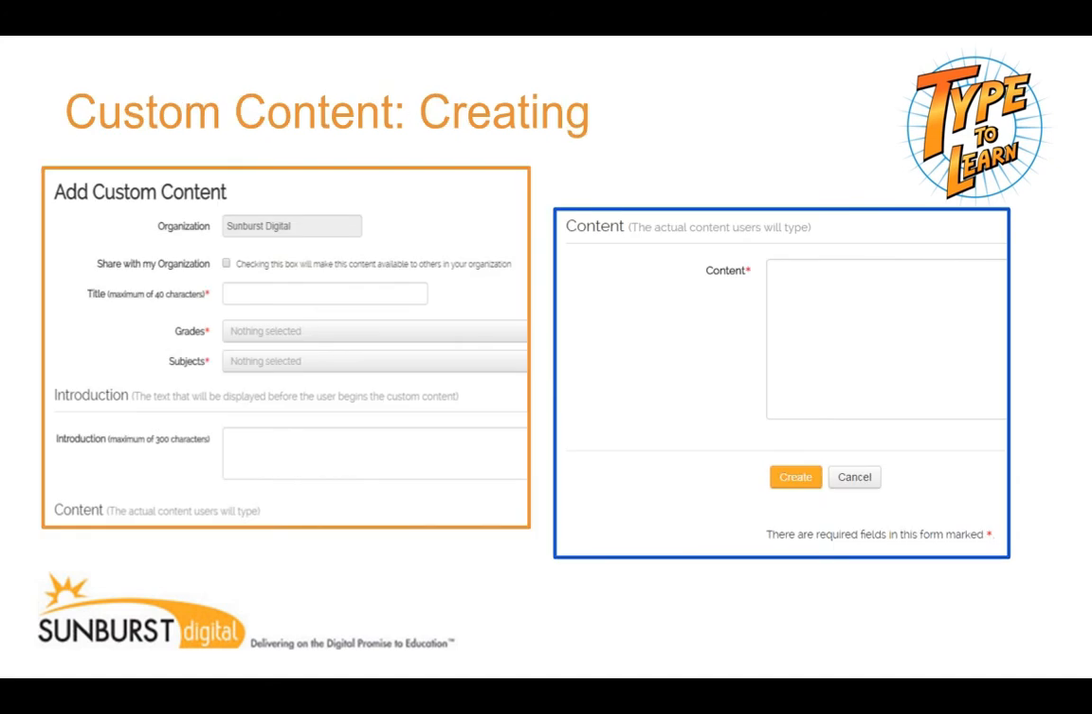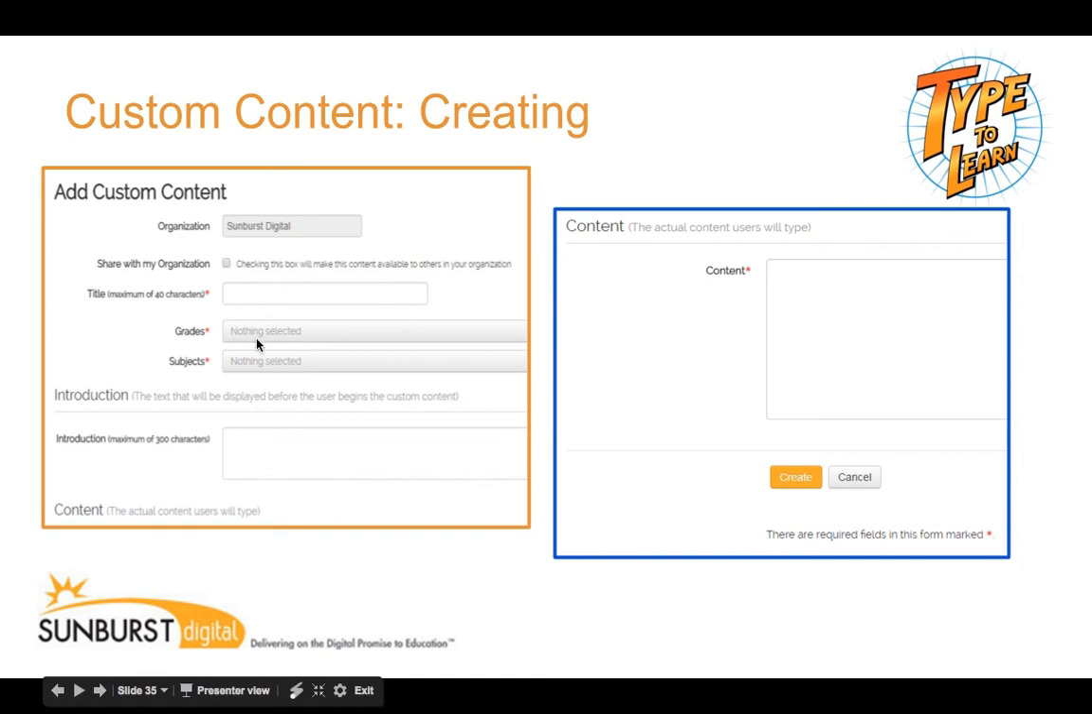And the last thing that we will touch on is custom content. Custom content is one of the exciting features of Type to Learn. This allows teachers the opportunity to create new material for students to practice their keyboarding skills. You have the ability to add content. You simply need to check to share with your organization, add in a title.